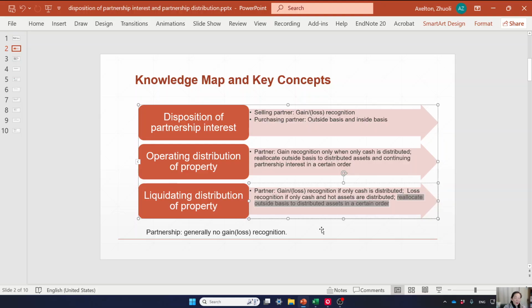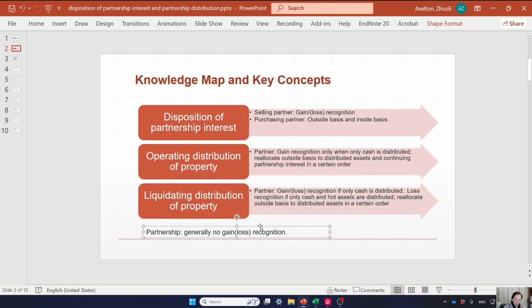But the good news is that at the partnership level, generally speaking, there's no gain or loss recognition. Pretty much it's untouched, and a lot of the tax implications happen at the partner level regarding those transactions.